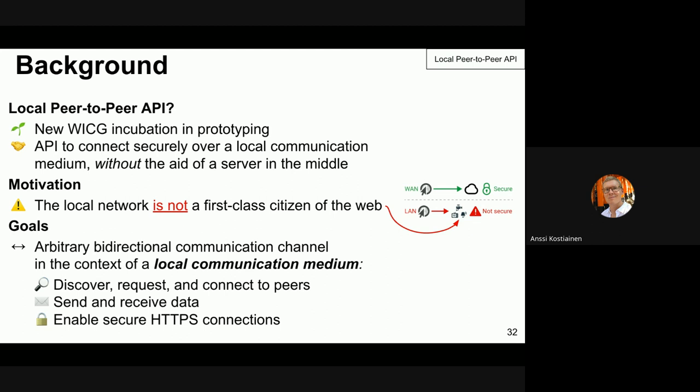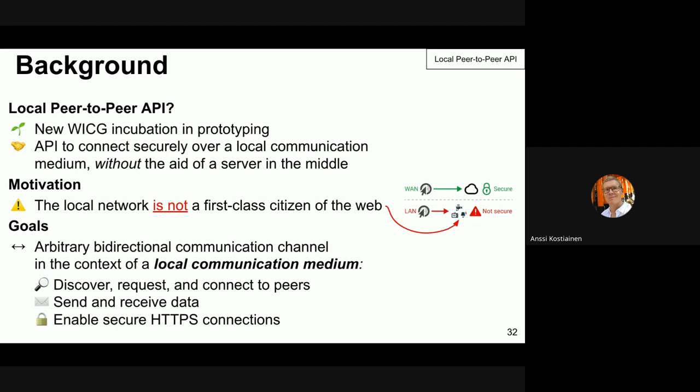If we look at the motivation, we put this illustration here on the slide on the right-hand side. Basically, the motivation here is that the local network is not a first-class citizen of the web. What that means is it's easier for a browser to trust a server somewhere far away than your network attached storage or your TV that's sitting right next to you. So that's the driving motivation.